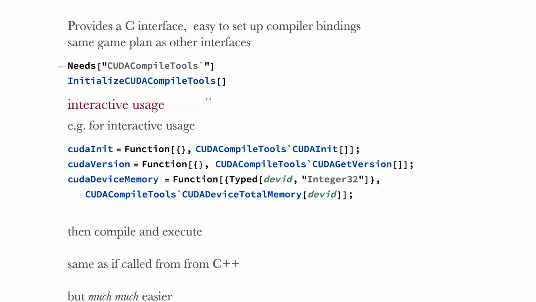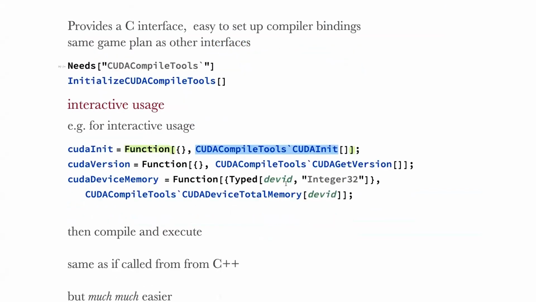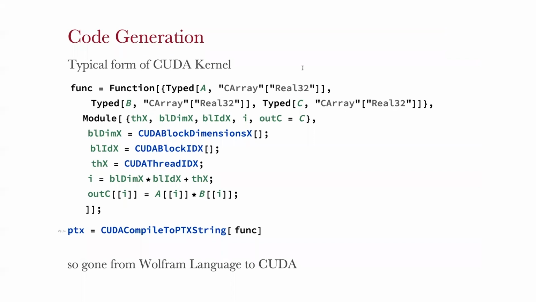Since NVIDIA provide a C interface, it's very easy to set up compiler bindings, and it's the same game plan as what we did with OpenMP and things like that. And so we just make bindings to these, and then we can write functions and compile them. And they run in the same way as if they were being called from C++, but since they're integrated with the REPL system of the Wolfram Language, they're very convenient.